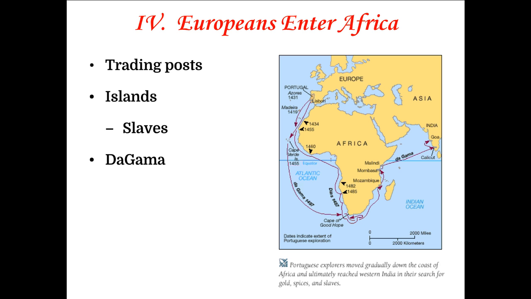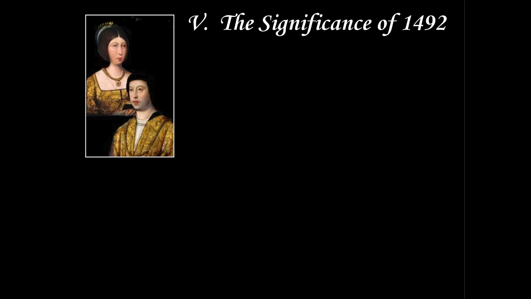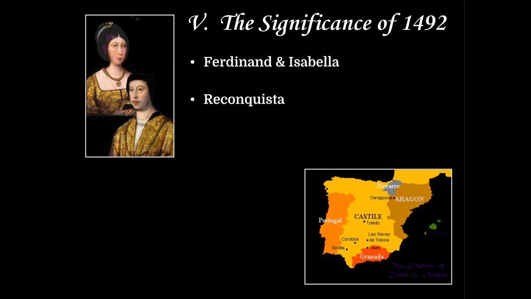But what about Columbus, you say? All right, Columbus was sailing for Spain, so we want to talk about obviously 1492. The problem is, before 1492, there was no such thing as Spain. Spain was a collection of separate countries. It became unified in 1492 only when two things happened.